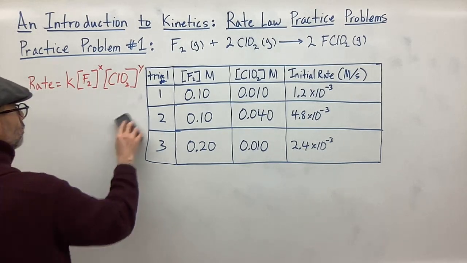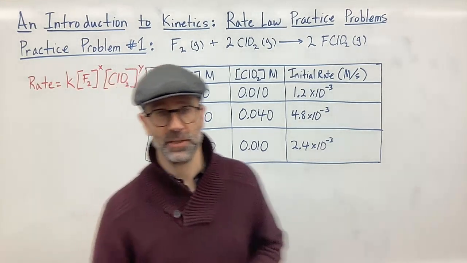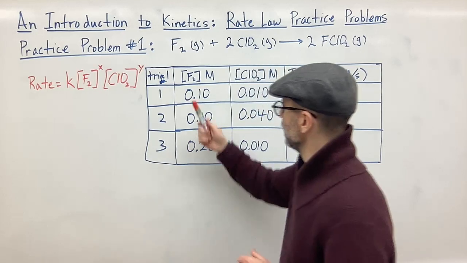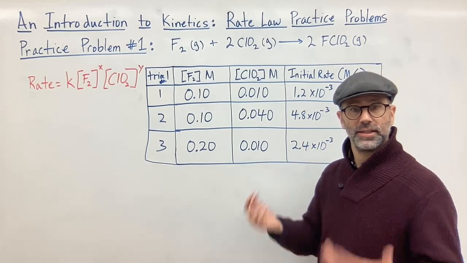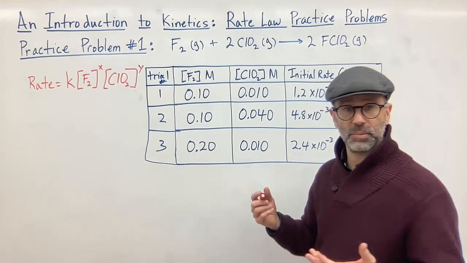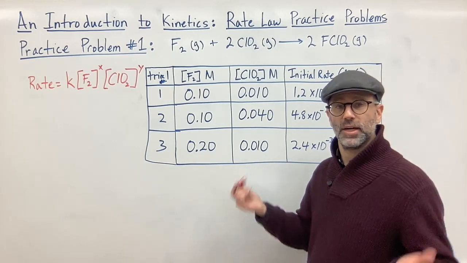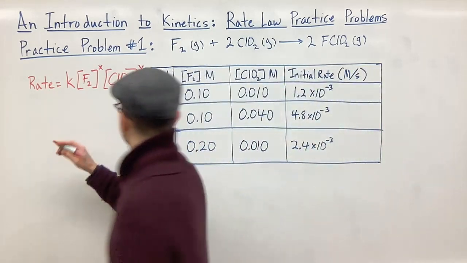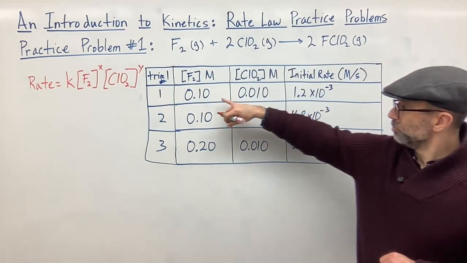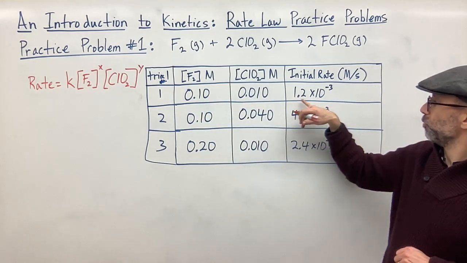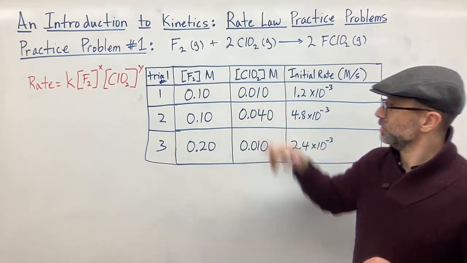Now, what you could do then, use this equation and write it twice for each trial. And then divide the two, and whatever is constant we get rid of, and whatever is left over we work with. So we could look at trial number 1. That goes from a rate of 1.2 times 10 to the negative 3, and here are our concentrations.